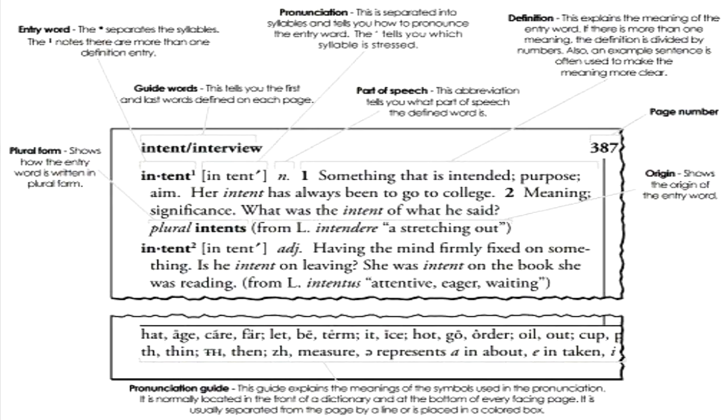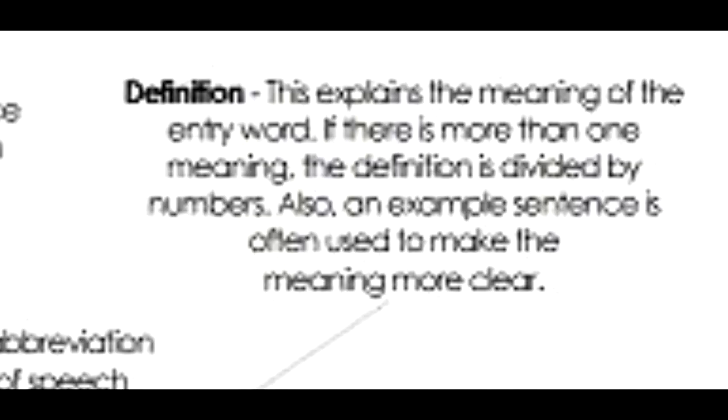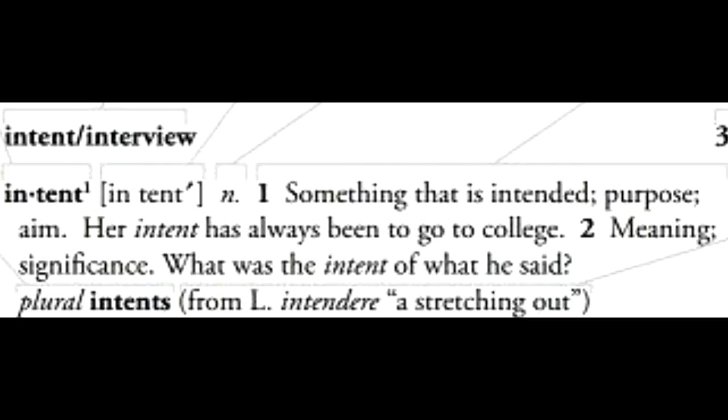Beside pronunciation, we can see what part of speech our entry word is. The abbreviation indicated here is N. So, as what we discussed earlier, the abbreviation N means noun. So, the word intent is a noun. Next part is the definition. Definition is the meaning of the entry word. As we discussed earlier, if an entry word has more than one meaning, its definition is divided by numbers. Also, an example sentence is often used to make the meaning clearer.